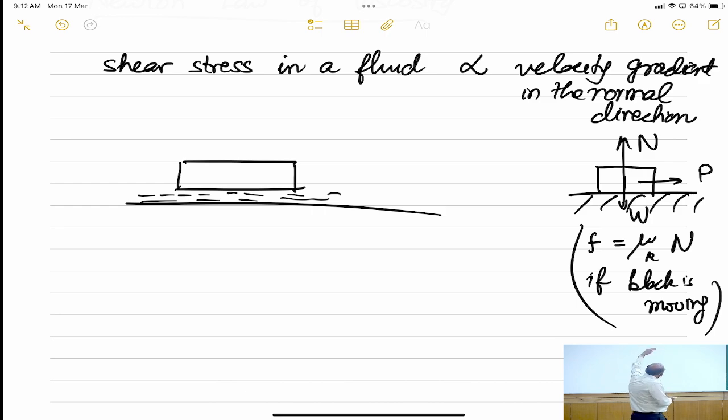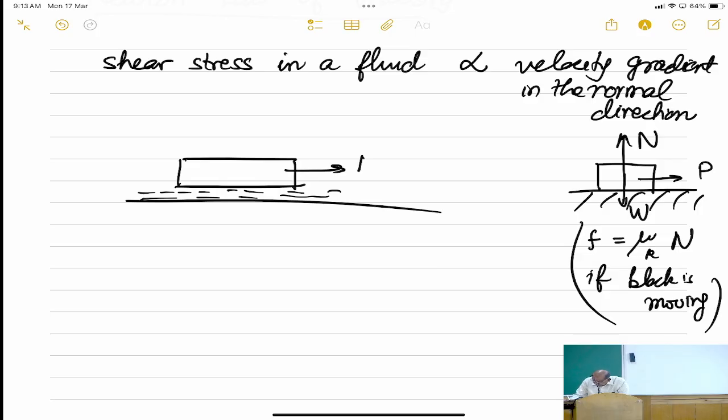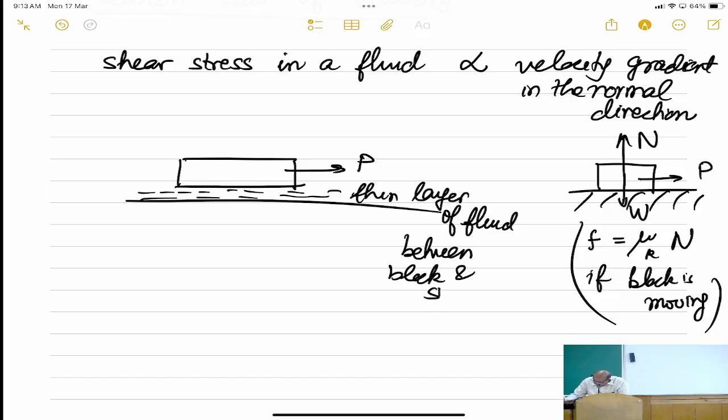Now, let us try to look at a similar thing, but there is a thin layer of fluid. You have a force P being applied, between the block and the surface.